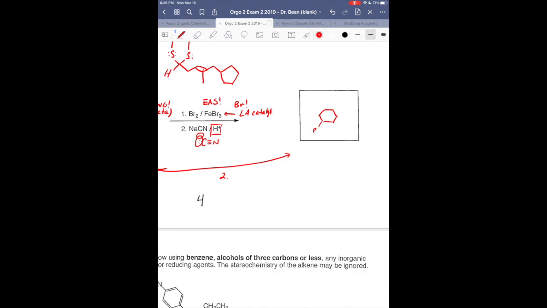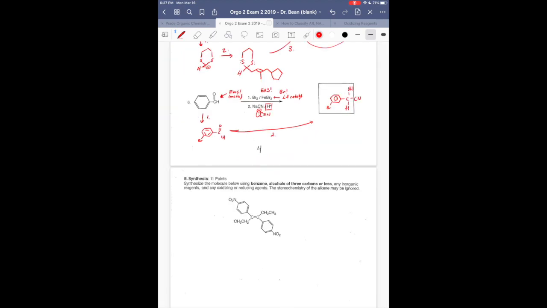Oops, and this should be in the meta position. That's my bad. So this is addition. You're adding, and so it gives you 4 single bonds. So that's what you're going to get in terms of number 6.